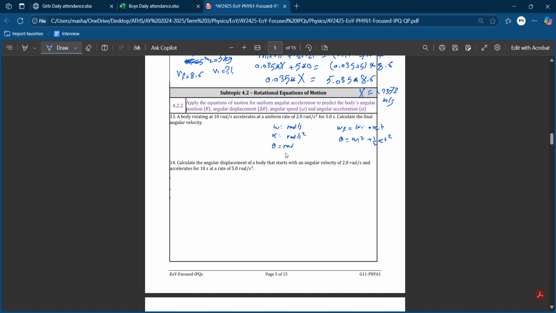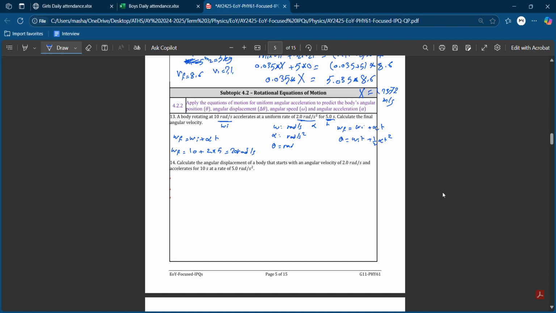So here, if we check the question, a body rotating, he gave us ω initial, and he gave us the acceleration, and he gave us the time. Calculate the final velocity. So ω final equals ω initial plus acceleration times time. ω final equals ω initial, which is 10, plus 2 times 5. The answer is 20 radians per second. So this is for the first part.